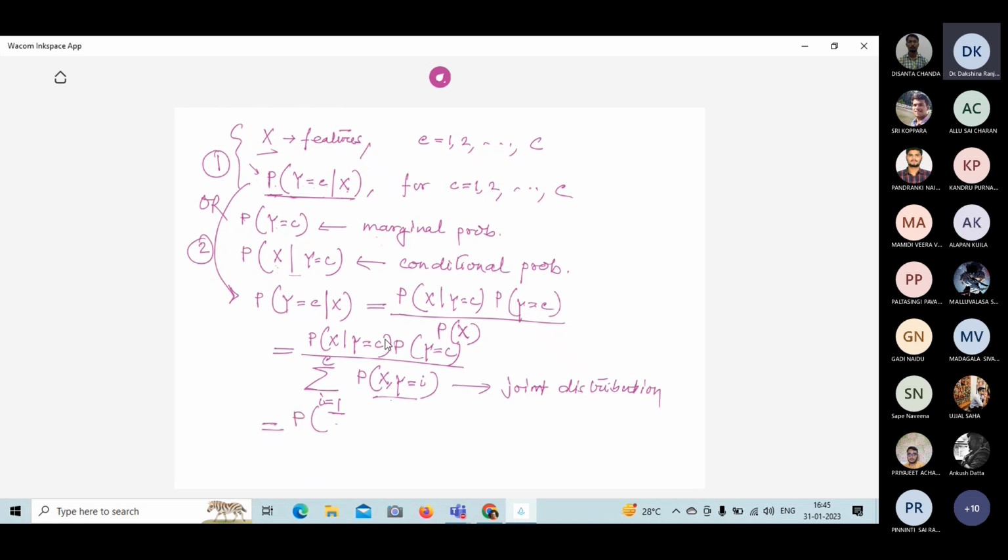Further we can rewrite this relation as probability of x given y equals c, times probability of y equals c, divided by the summation over probability of x given y equals i, times probability of y equals i. So in the denominator we get the summation over the conditional probability multiplied by the marginal probability. Instead of writing the joint distribution, we get the summation over the multiplication of conditional probability and marginal probability.